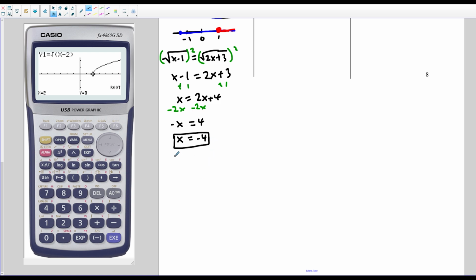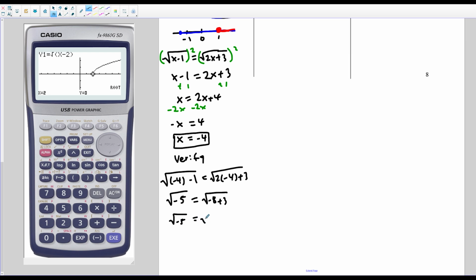Let's go ahead and verify our answer by plugging that negative 4 back into our original equation. We get the square root of negative 4 minus 1 is equal to the square root of 2 times negative 4 plus 3. Over here we'll have the square root of negative 5 is equal to the square root of negative 8 plus 3. So the square root of negative 5 is equal to the square root of negative 5.